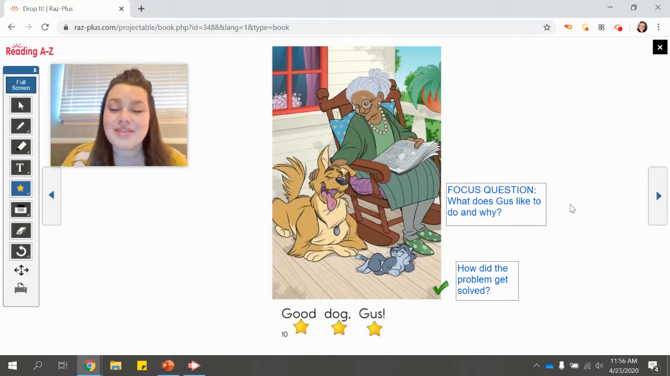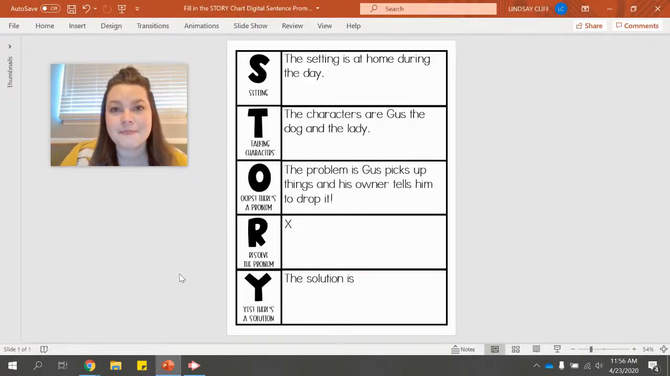Now let's stop and think, how did the problem get solved? Let's go back to our story elements chart. And now we're going to go down to, yes, there's a solution. And we're going to think about what the solution is to the problem. Now, we talked about the problem is that Gus picks things up and his owner has to tell him to drop it. So, how did the problem get solved? Pause the video and turn and talk with a parent or sibling about how the problem got solved.